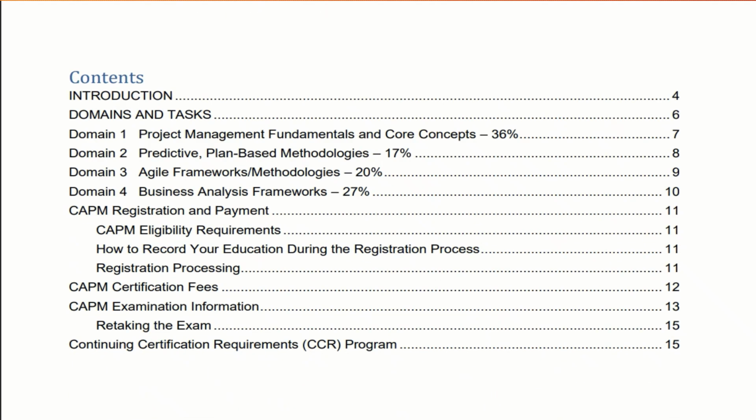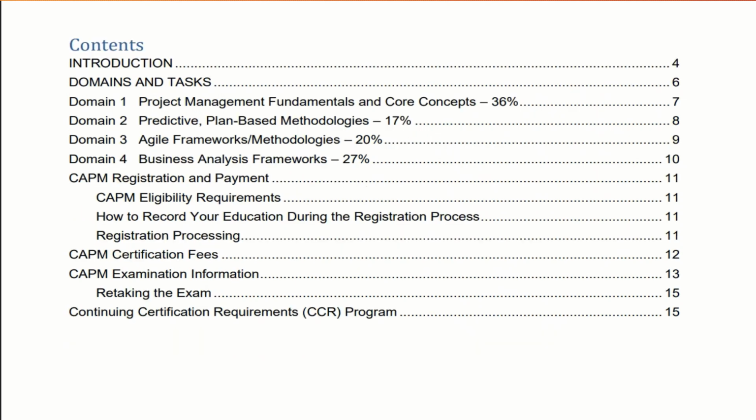So basically the exam is divided into four parts, that is called domain here. Domain 1 is project management fundamentals and core concepts. Almost 36% of the questions will be asked from this. Domain 2 is predictive plan based methodologies. 17% of the questions will be asked from this part. Domain 3 is Agile frameworks and methodologies, where 20% of the weightage will be there. And the fourth domain is business analysis frameworks. Almost 27% of the questions will be asked in this.